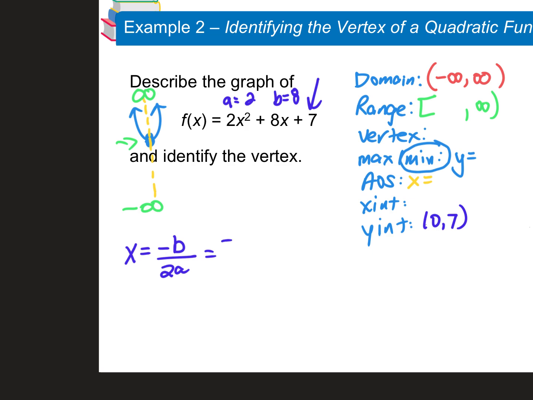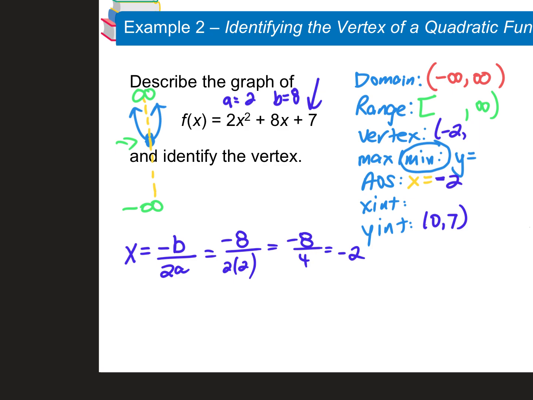Can we evaluate this? For sure. Negative 8 divided by 2 times 2. Negative 8 divided by 4 is negative 2. So what is the x part of my vertex? Negative 2. What is the axis of symmetry? Negative 2. Good. Okay, so I know the x value, and I have an equation. How can I find a y value?